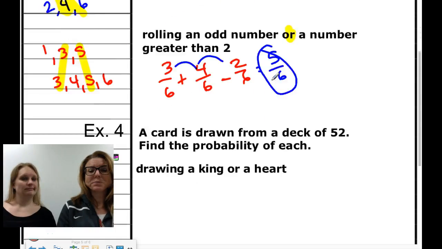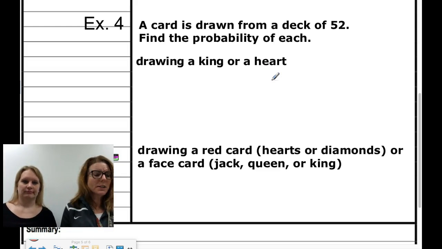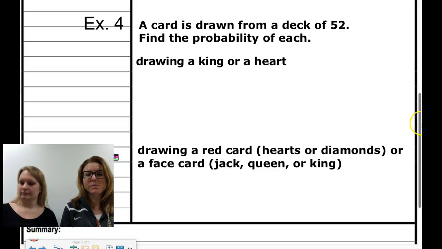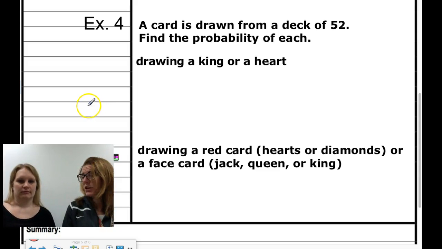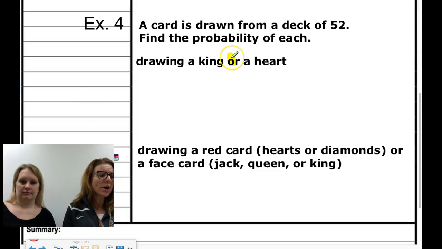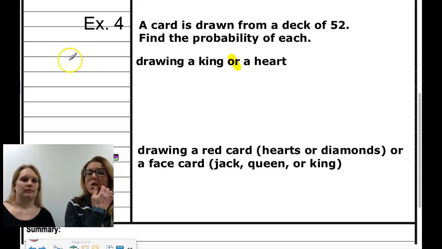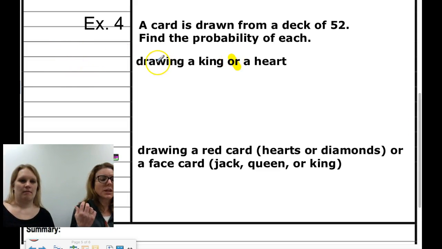Example number 4. A card is drawn from a deck of 52. Find the probability of each. Drawing a king or, there's that word again, drawing a king or a heart. So let's do this right now. What are our options on kings? We can have a king.